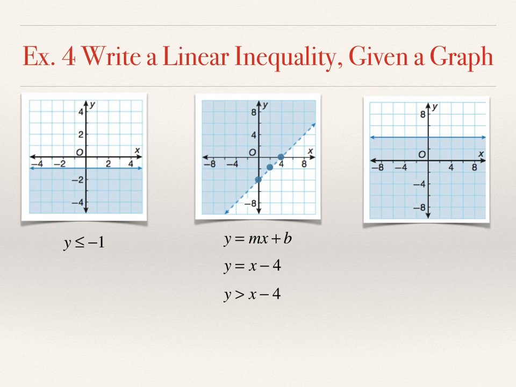All right, in that third example, we have another special case line, a horizontal line. And you could certainly think about y equals mx plus b. Notice that the slope is 0, so we're just going to have y equals 4. But because we've shaded below, we want y is less than or equal to 4. So that was a little summary about linear inequalities, graphing them and writing them in symbolic form.